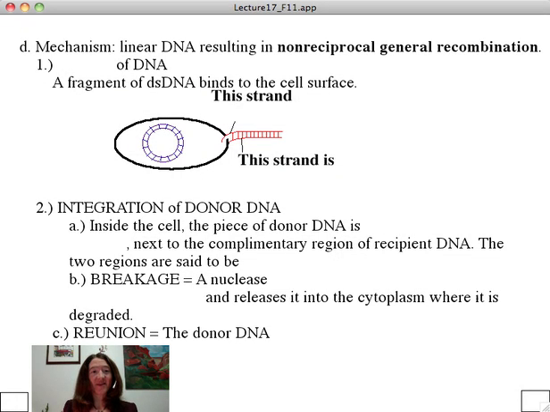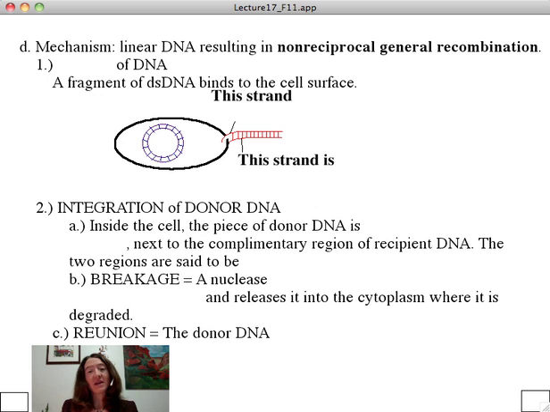As we follow the mechanism of linear DNA transformation, let's assume that this is going to result in non-reciprocal general recombination. Now that's a mouthful, but don't worry. What that means is that when the energy is put in, it actually leads to a change. So we see in this set of circumstances that a recombinant is going to be formed.